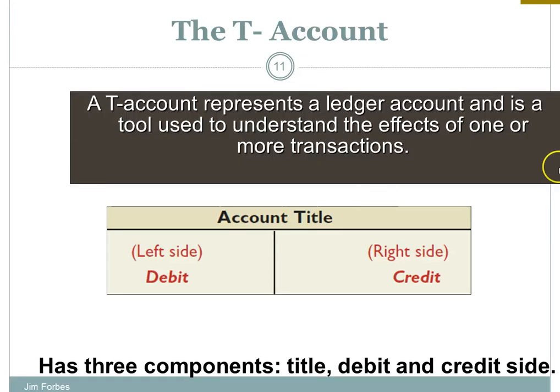Now the fourth component in the T account that's not listed in the books but is very common is an account number, usually between the account title, or the account name. And this is because computer software uses the numbers versus the name. So a lot of times an account title will also have a number associated with it.